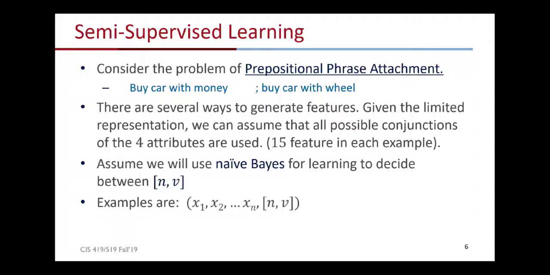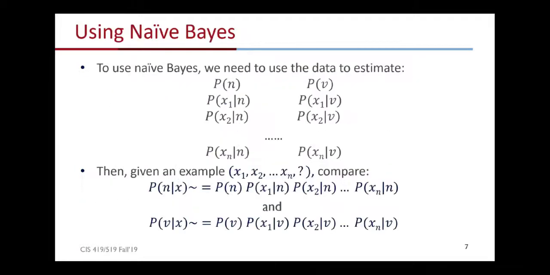So let's assume the problem that we have is, given a sentence, all the sentences are going to have four words and a preposition inside it. I want to predict what type of preposition is it. Is it the one that attaches to the verb, or is it the one that attaches to the noun? So I have these four attributes. I'm going to take all combination of attributes as my features, the full conjunctive set. So I'm going to have 15 features for each example. And the examples are x1 up to xn with a label. The label is N or V, for noun attachment or V attachment. So now we know naive Bayes, we can do naive Bayes for this. What does it mean to do naive Bayes?